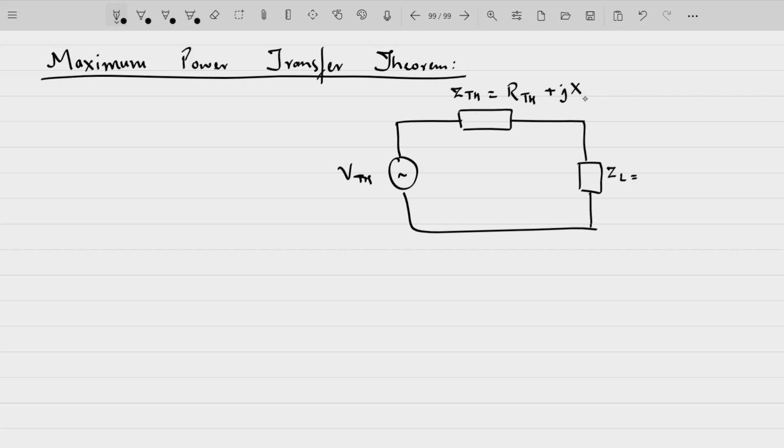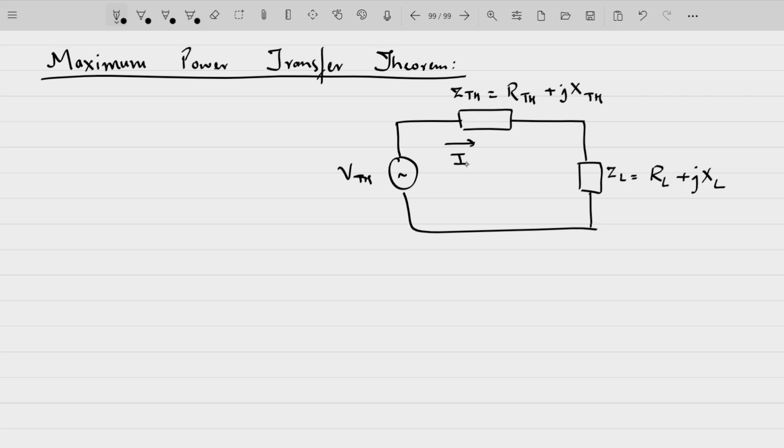It's equal to RTH plus j times XTH. XTH implies the combined reactance of the inductor as well as the capacitive element. Similarly, the load can be a purely resistive load, a purely inductive load, a purely capacitive load, or a combination of these different passive elements. So ZL can also be written as RL plus j times XL. It's a combination of a resistive element as well as reactive elements, that is the inductance and capacitance.